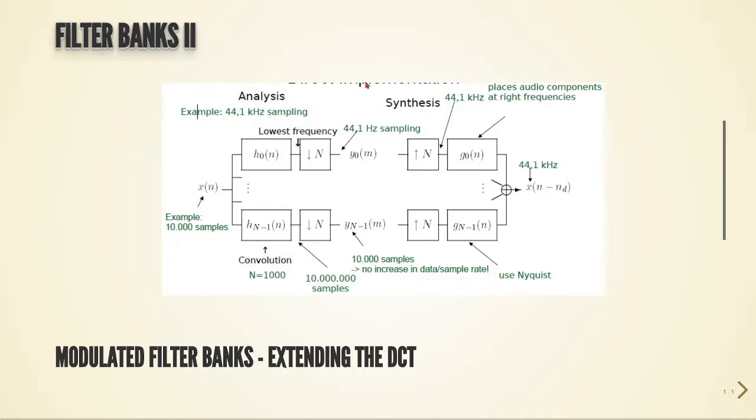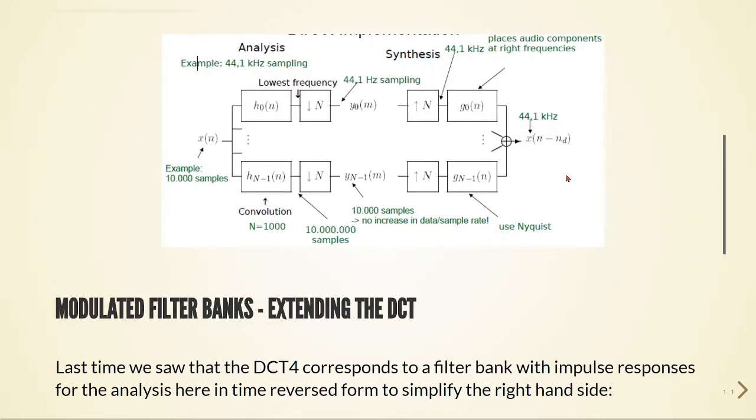Previously we've discussed the structure of filter banks, and we've seen our analysis filters, our synthesis filters, we've seen downsampling, upsampling, we talked about critical sampling, and we also talked about the DCT4. Now we are going to talk about modulated filter banks, and we will start looking at extending the DCT.